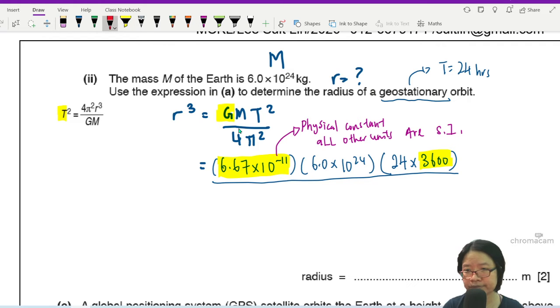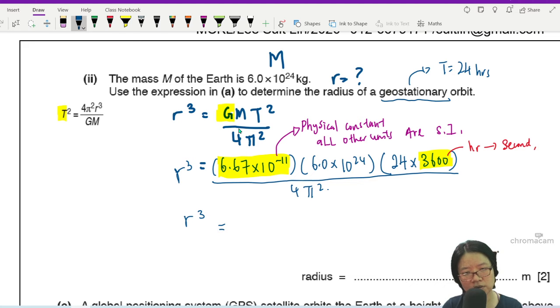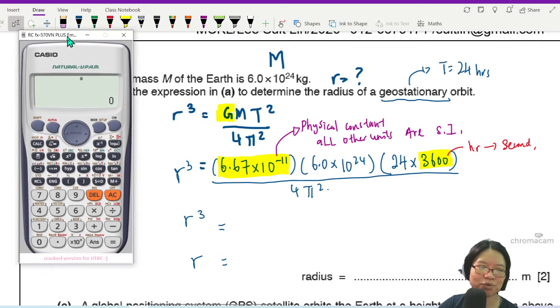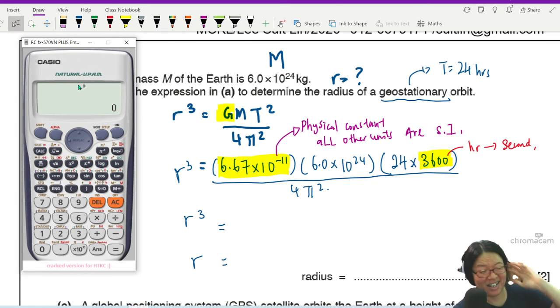Okay, this is hour to second. Okay, I think we can proceed now. This is 4 pi squared. Don't forget the r cubed though. So here's a confession. I sometimes forget to square root and cube root. I am that person. So to prevent myself from making these kind of mistakes, what I normally do is I will write r cubed and I will write r like this. So this is one of the ways I write my answers before I pull out my friend the calculator. That way, if I make a mistake, it'll be a bit more obvious, hopefully.